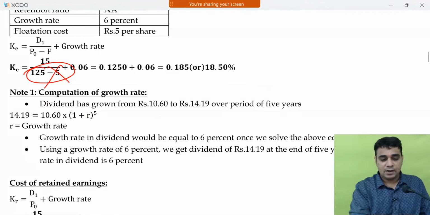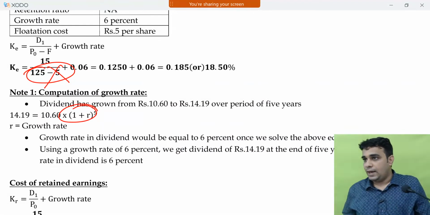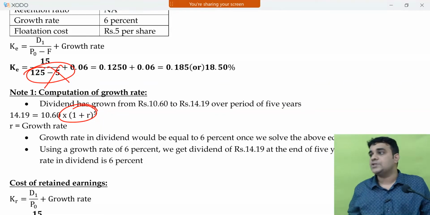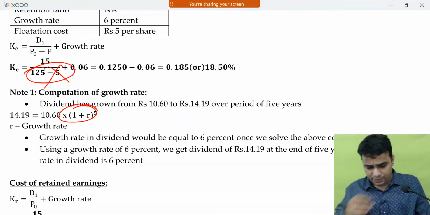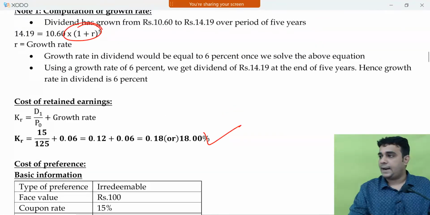If you look at this (1 + r) power 5, in a calculator you cannot do that. That's the issue. I can do this in Excel. I did power 1 by 5 to get that answer, which is not possible for you to do in this. So this is fine. For your retained earnings, you are not subtracting that 5.